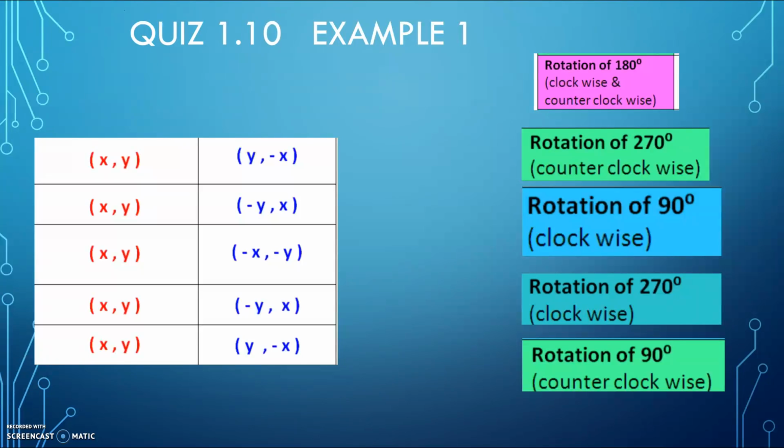Alright guys, this is quiz 110, example 1, and we are going to match the rotations. So the first one we have is a rotation of 180 degrees. Doesn't matter if it's clockwise or counterclockwise. Half of a circle, doesn't matter which way you go. That matches with this one.